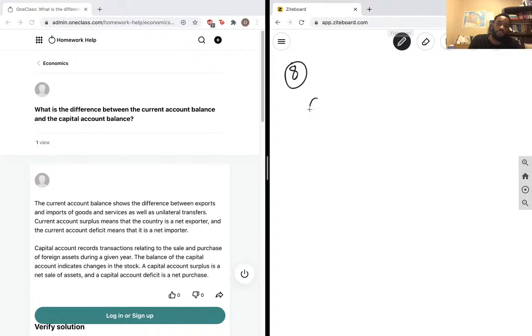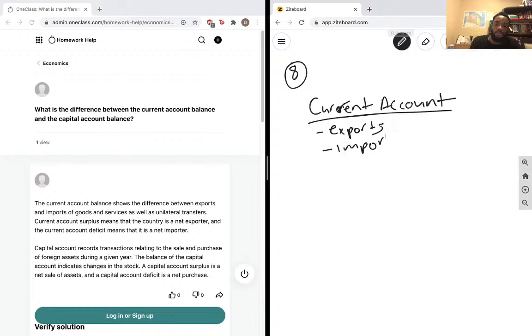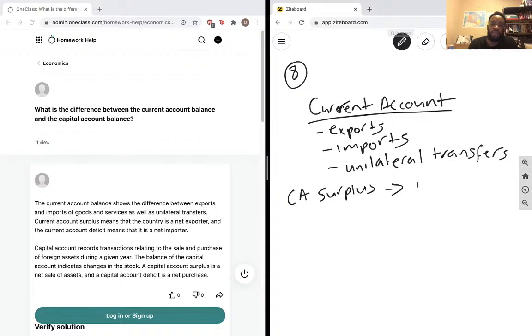So exports, imports, unilateral transfers, current account surplus means the country is a net exporter. CA deficit, net importer.